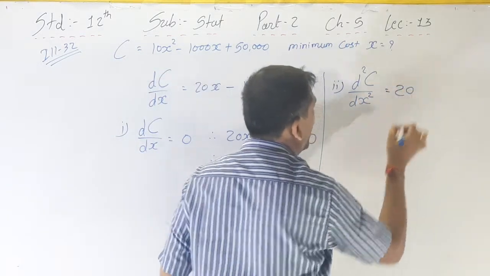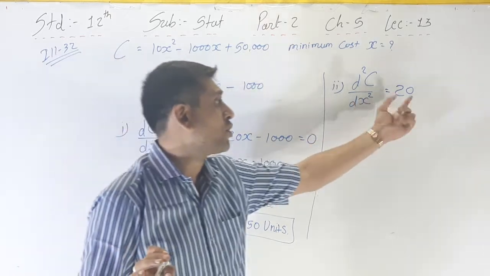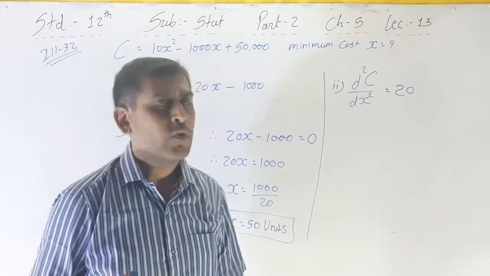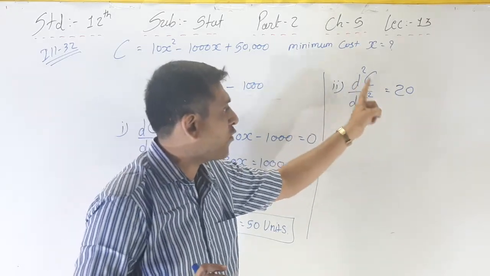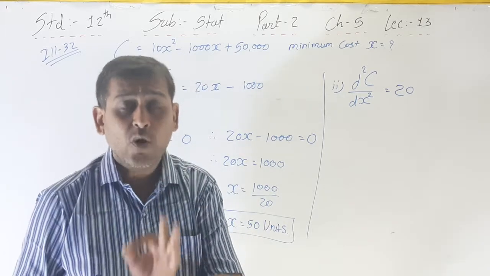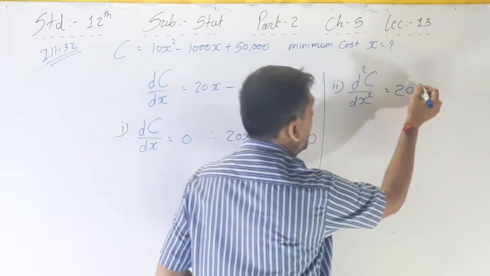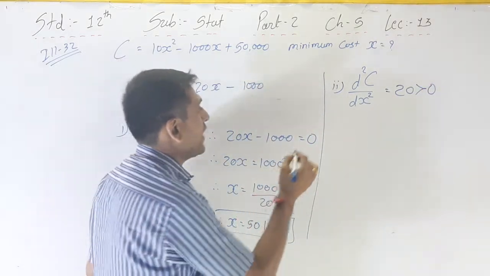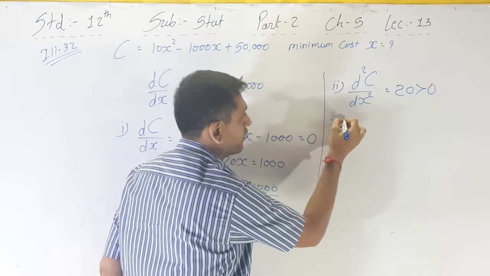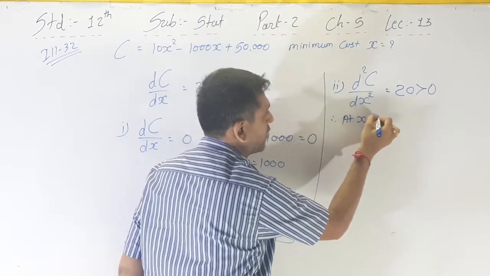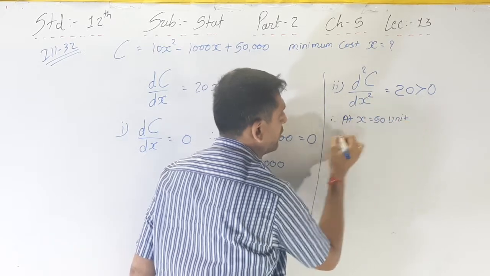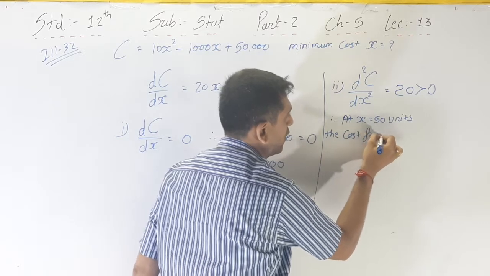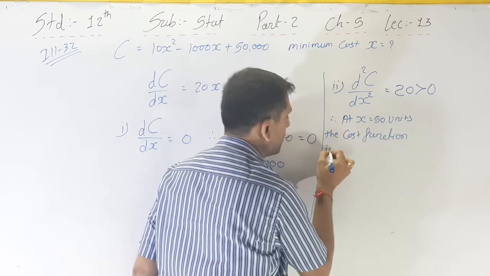The second differentiation is 20. See here, in the second differentiation there is no x right now, so we don't have to put x here. We just know the answer: the second differentiation is 20, which is positive. That's why we can say it is greater than 0. So, greater than 0, therefore at x equal to 50 units, the cost function is minimum.